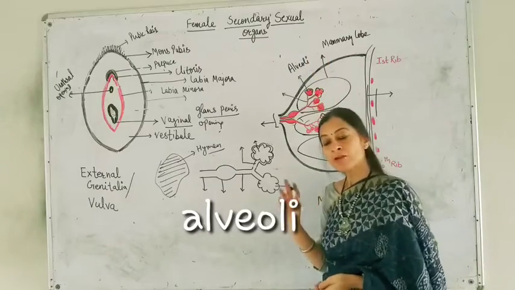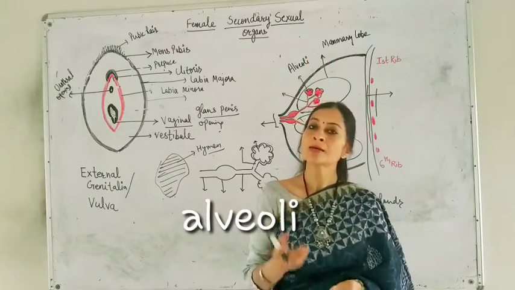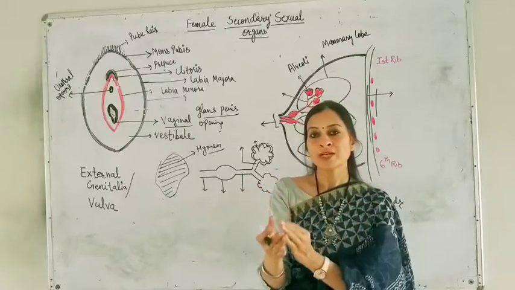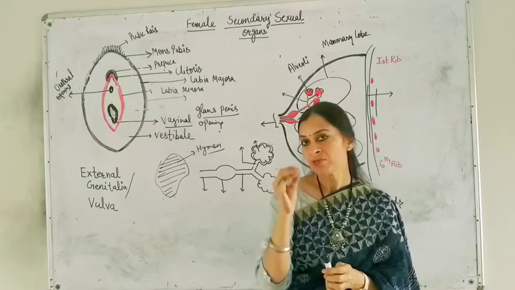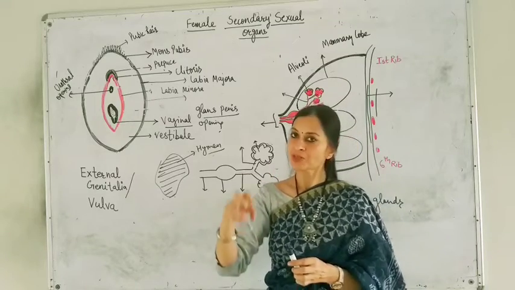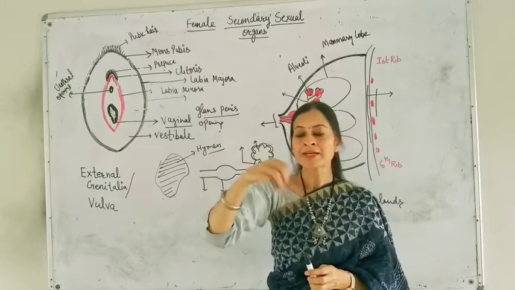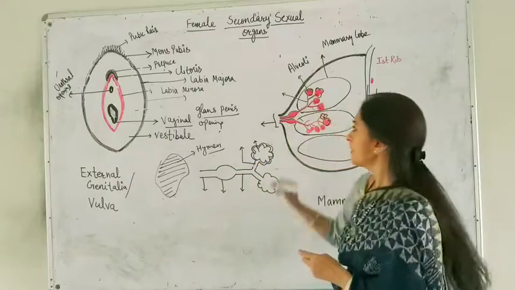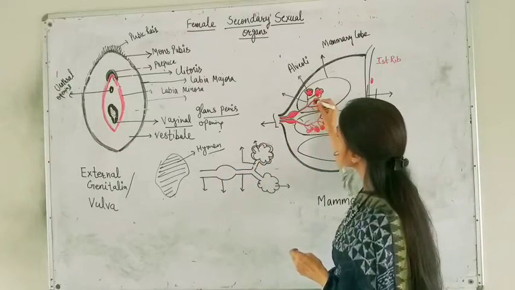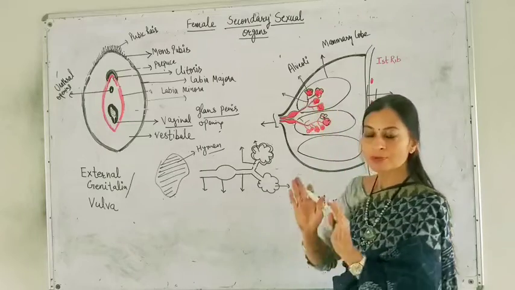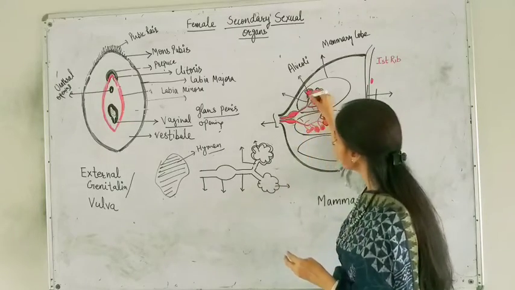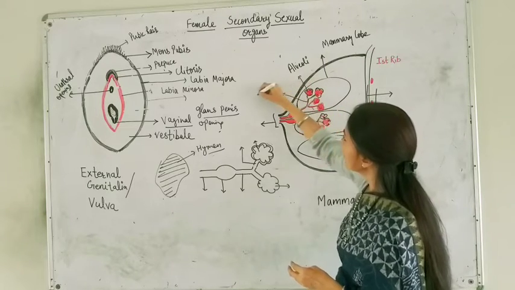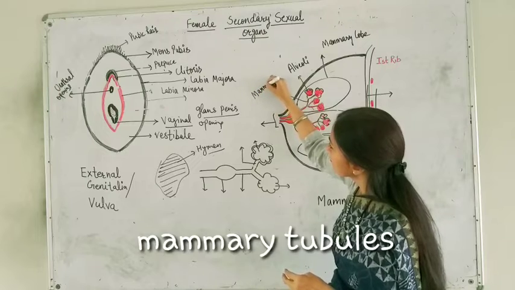Alveoli. These alveoli, or this group of cells, are the milk secreting cells, and they have a space in between them which is known as the alveolar cavity. When they secrete the milk, they store it in the alveolar space. Then the milk is released into tube-like structures through which it will be passed out. You can see here each cluster is linked to a tubular structure known as the mammary tubule.